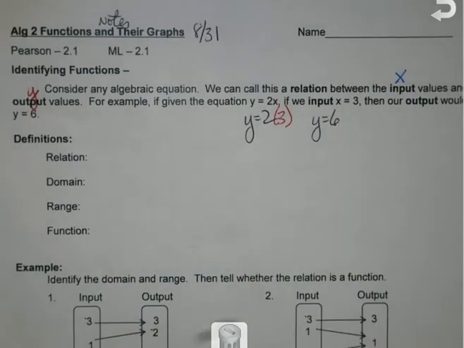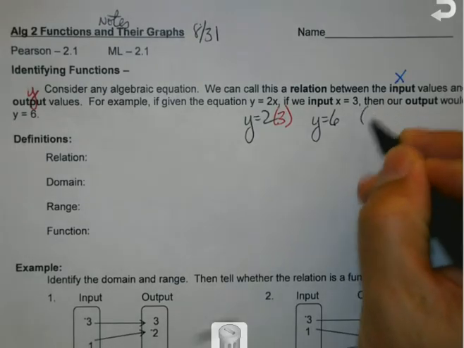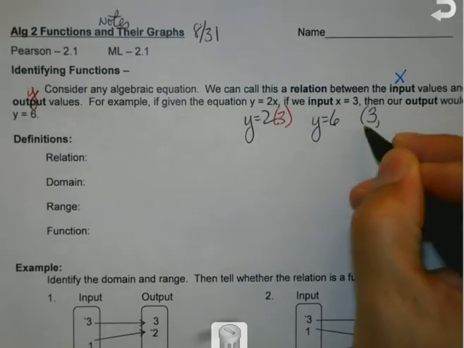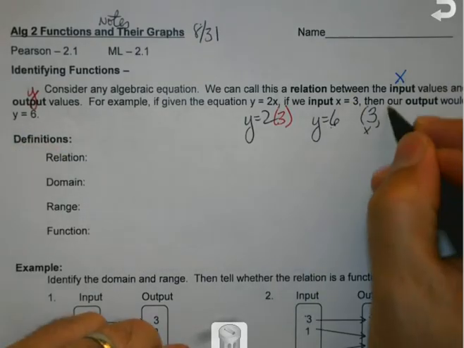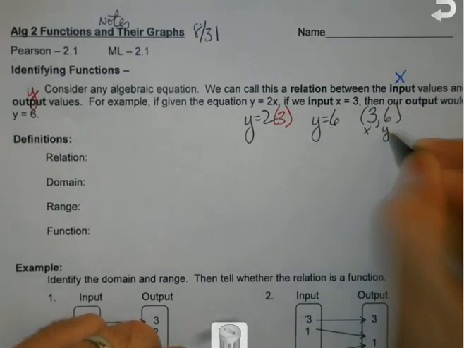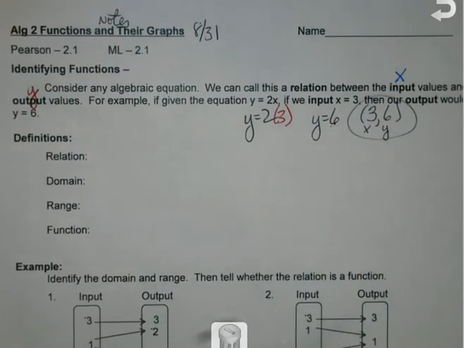And typically when we start talking about input and output values, we will write those as a coordinate point. So we'll write our input, our x, first, and then our output, our y, second. So if somebody comes along, they can say, ooh, I plugged in a 3 and I got out a 6. Okay. So again, it's just a little bit of a change in language.